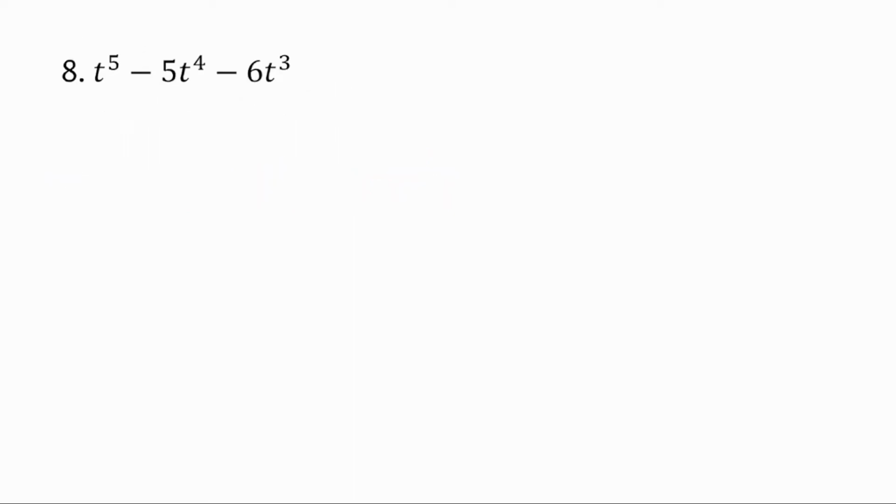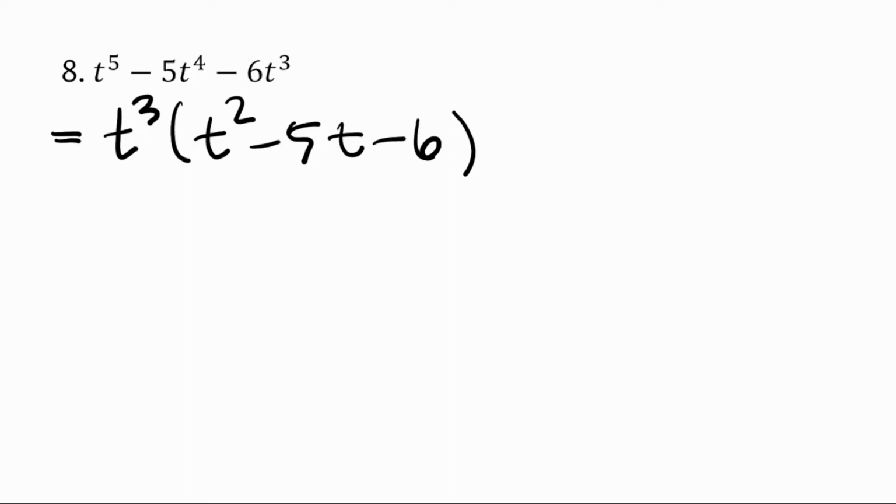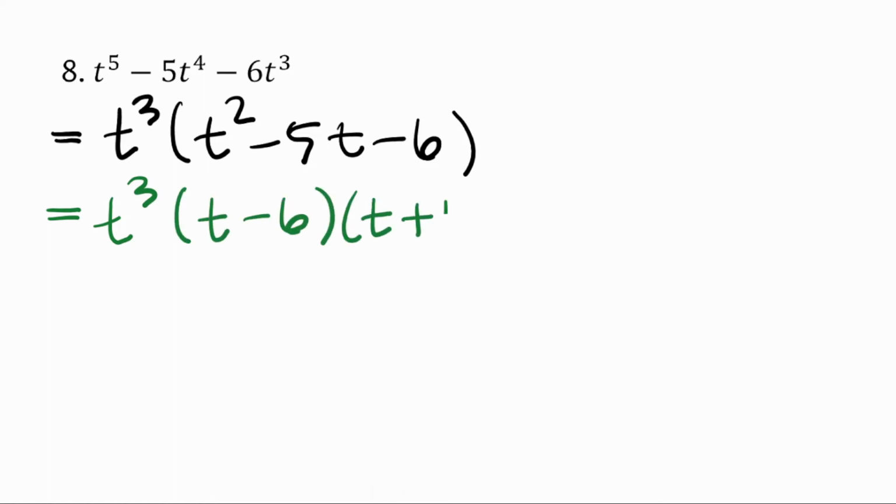Right. Now this last one also has a greatest common factor. It's got at least 3 powers of t in each term, so I'm going to factor out a t cubed. I'll be left with a t squared, negative 5t, and a negative 6. And then I think to myself, what are 2 numbers that multiply to negative 6 and add to negative 5? I think that would be... Oh, I was thinking 3 and 2, but that's what they want you to think. It's going to be negative 6 and positive 1. Okay. And yeah, that's it.